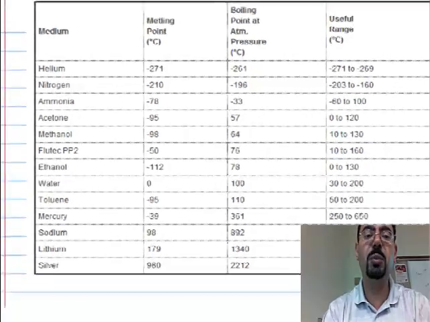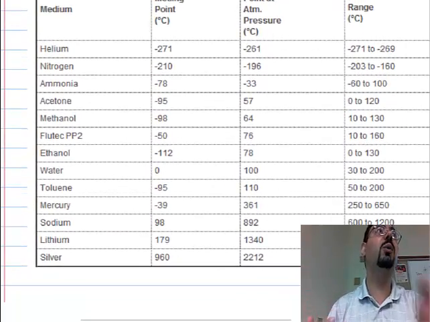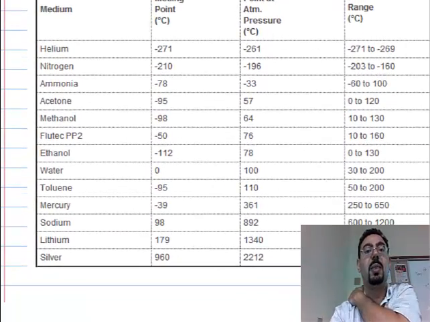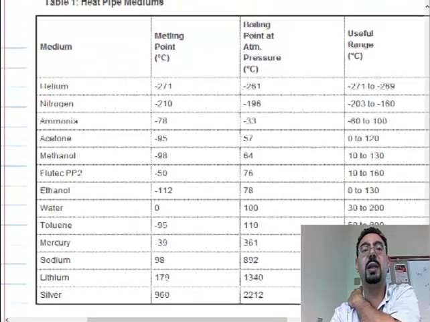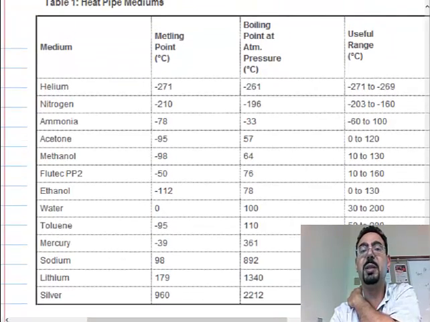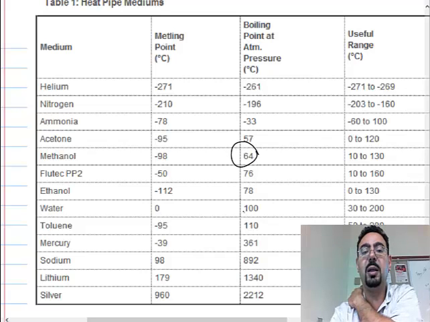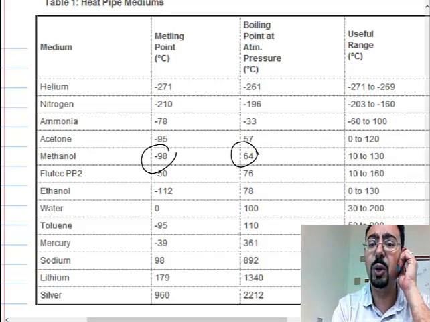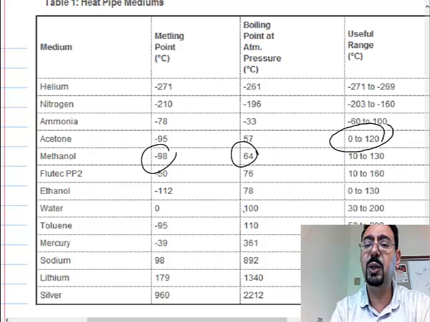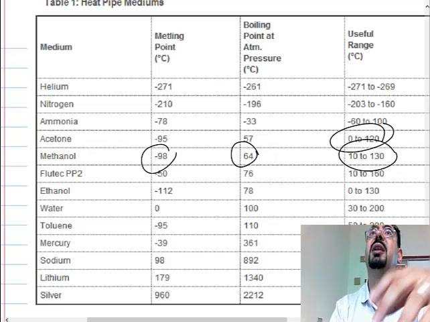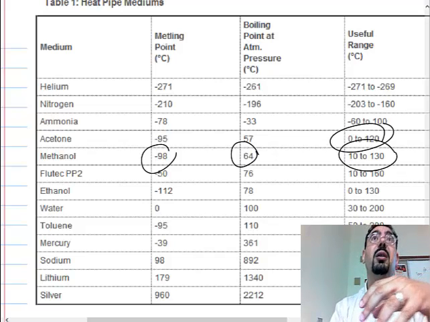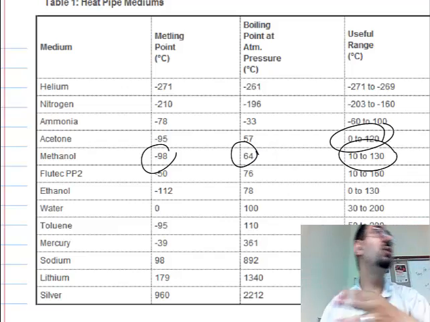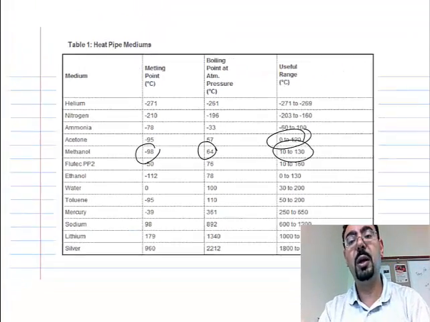And so here are different materials or different fluids that you would use, and this is the temperature at which they would boil. That would tell you the boiling and melting points, which gives the useful range you would use in a heat pipe, right? You want them to boil in one place and condense in the other, right?